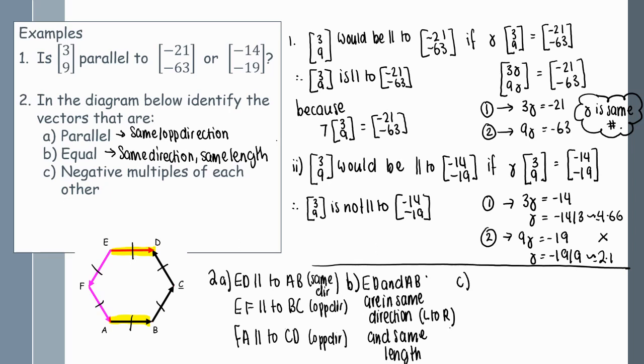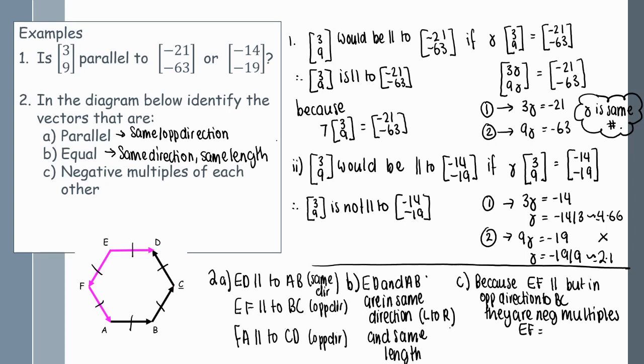Part C, which vectors are negative multiples of each other? We know they're negative multiples of each other if they're in the opposite direction to each other. So that means EF and BC would be negative multiples of each other. And we also know that FA is parallel but in the opposite direction to CD, and FA is the same length as CD, so FA could be described as negative CD.